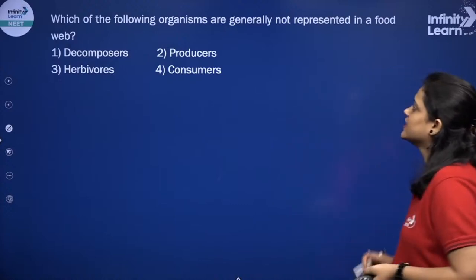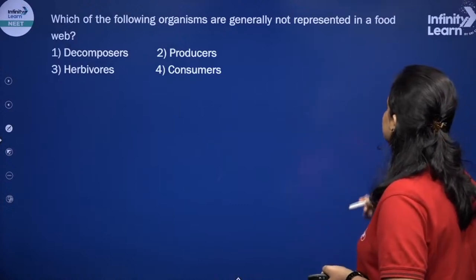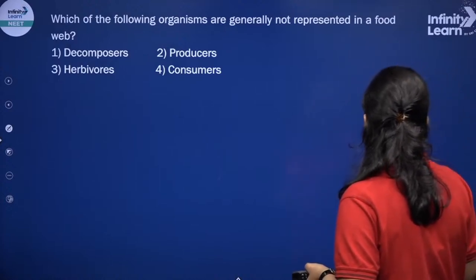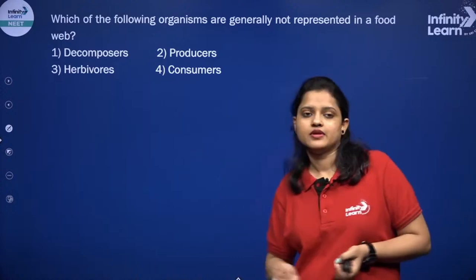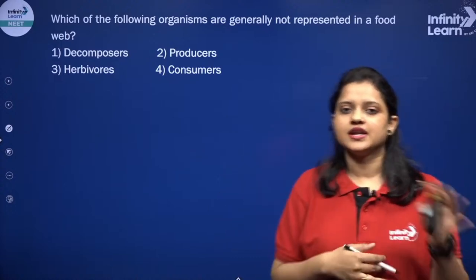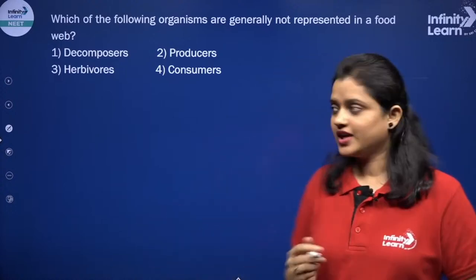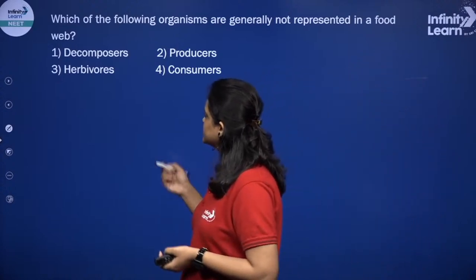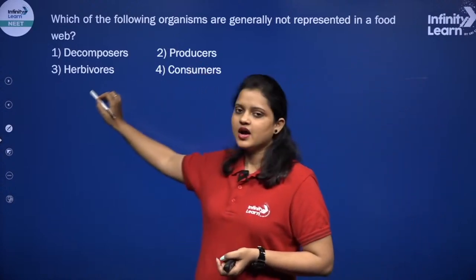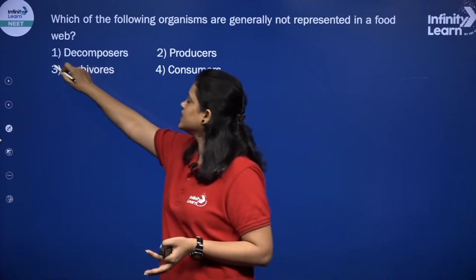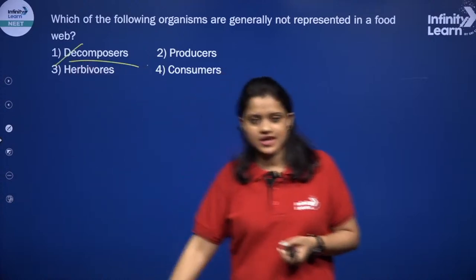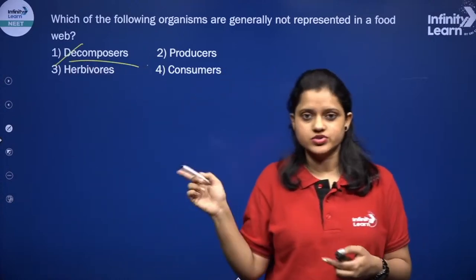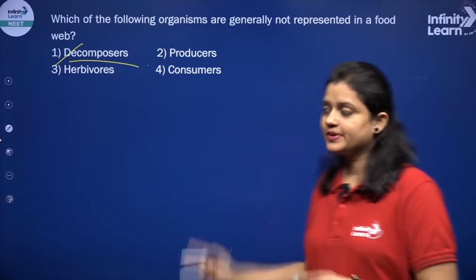Next question. Which of the following organisms are generally not represented in a food web? Food web, that is interconnection of food chains. Decomposers, producers, herbivores and consumers. Producers, consumers and herbivores are included. What are not included are decomposers. Right? There is no place for decomposers in the food web.